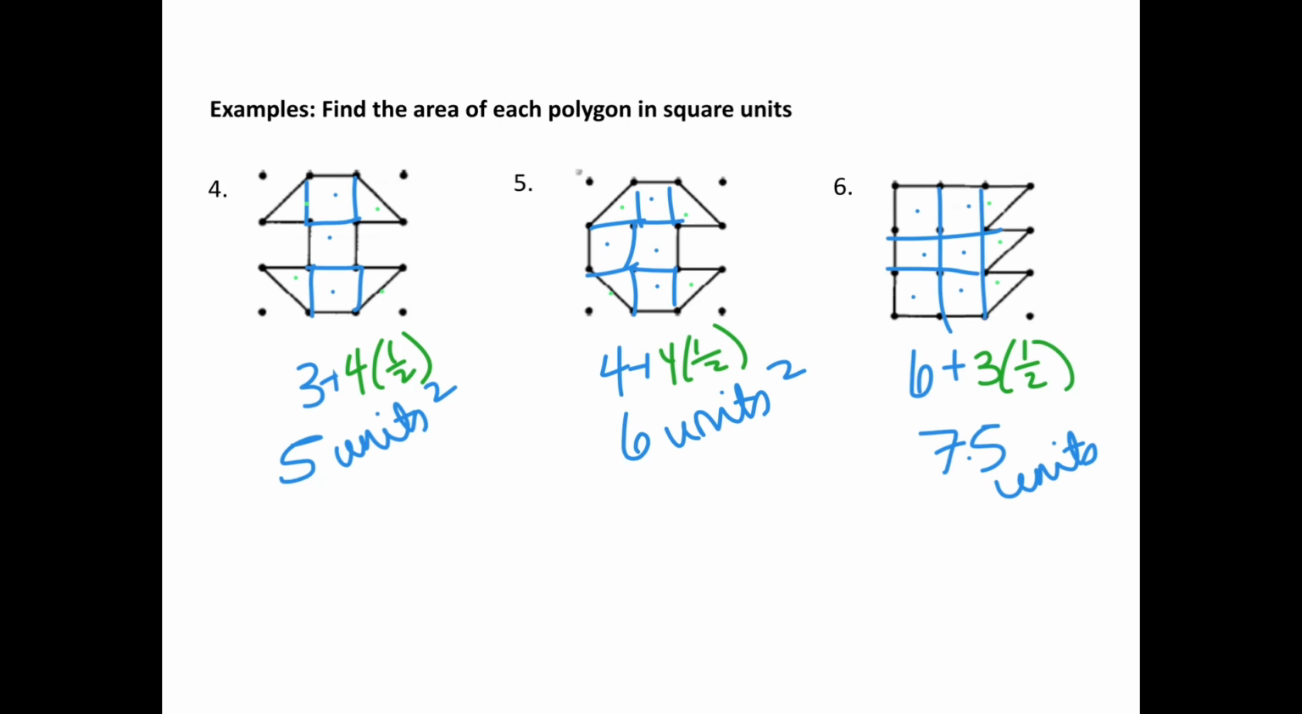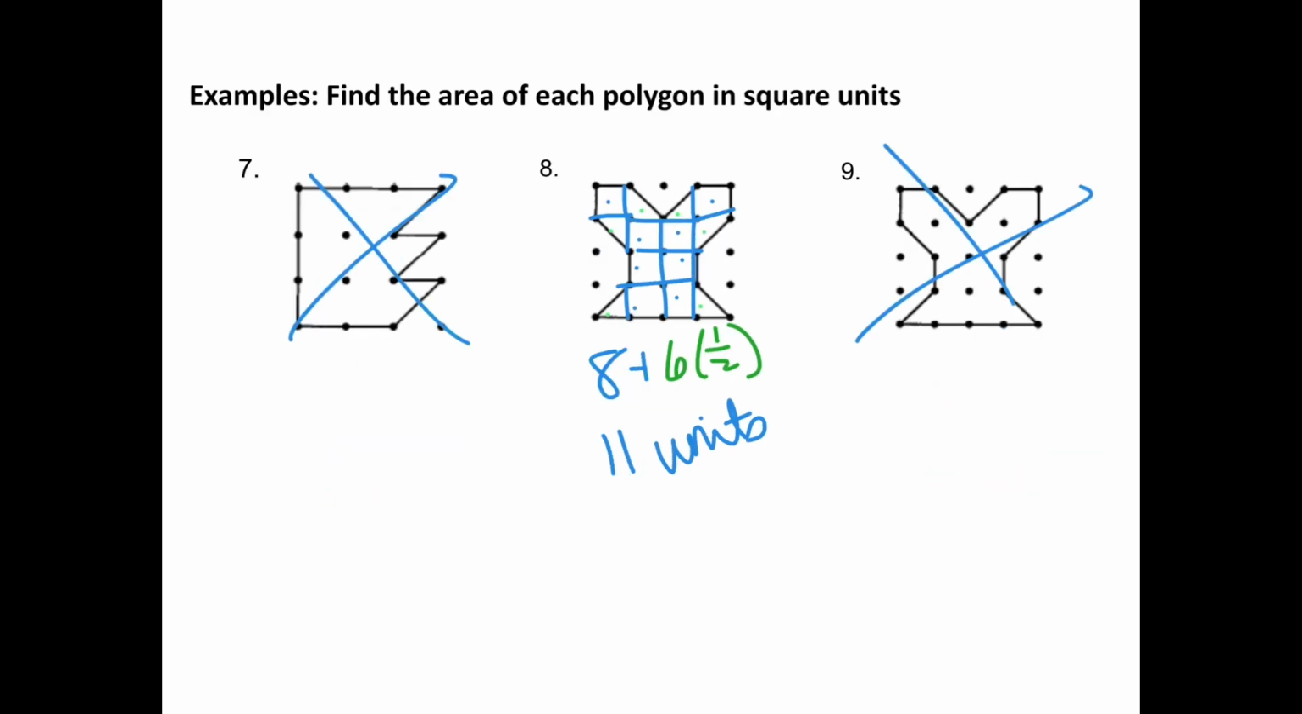So for numbers 4, 5, and 6, in blue are the whole squares, and in green are the halves. There were 4 halves in number 4, 4 halves also in number 5, and only 3 in number 6. So please know that just because all the answers so far have been nice whole numbers, it does not have to end up being that way. Number 8, you can see that there are 8 whole squares and 6 halves. So just don't forget those wholes up there also. So 8 whole and 6 halves, 11 units squared.